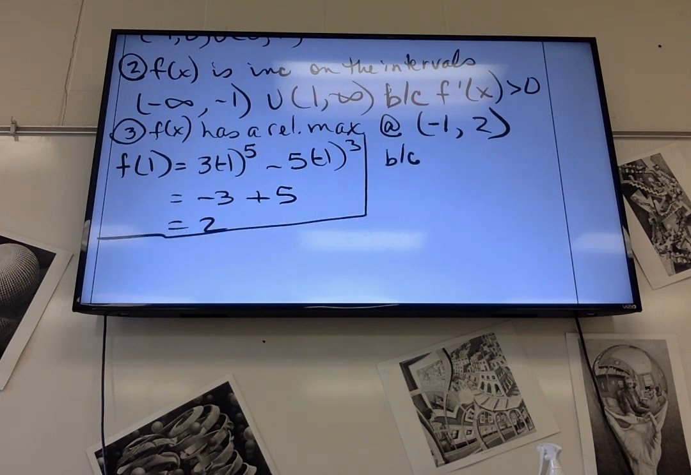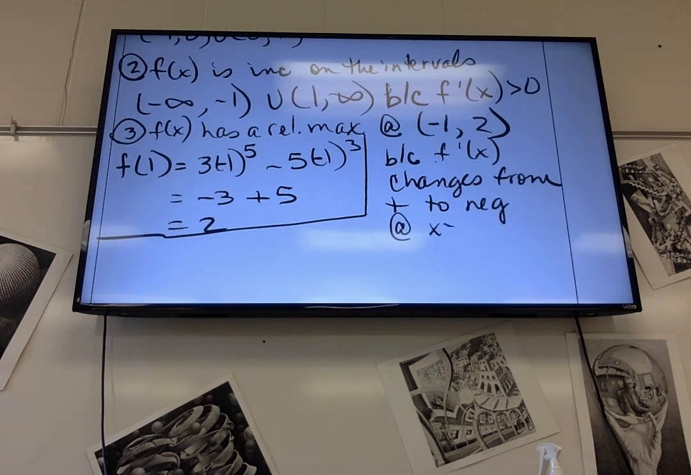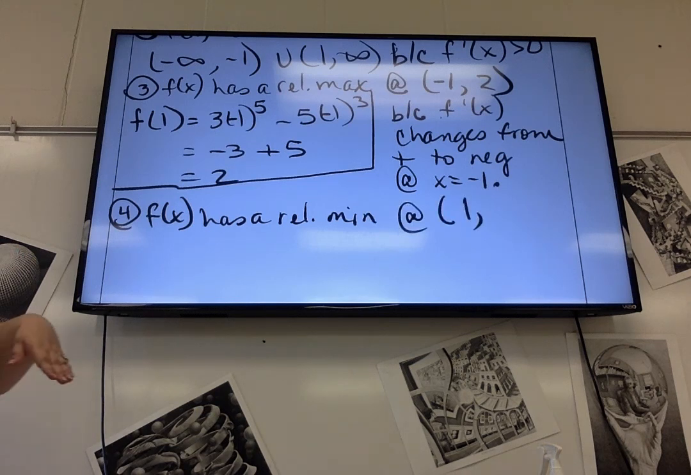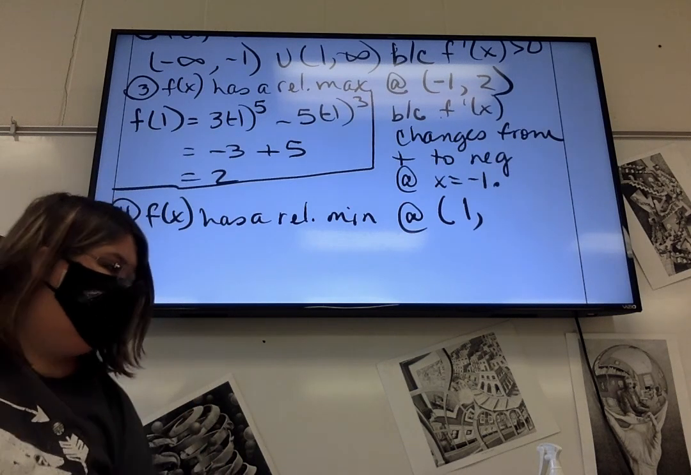Oh, so because f prime of x changes from positive to negative at x equals negative 1. Number 4. f of x has a relative min at positive 1 because to have a relative min, it has to go from negative to positive.